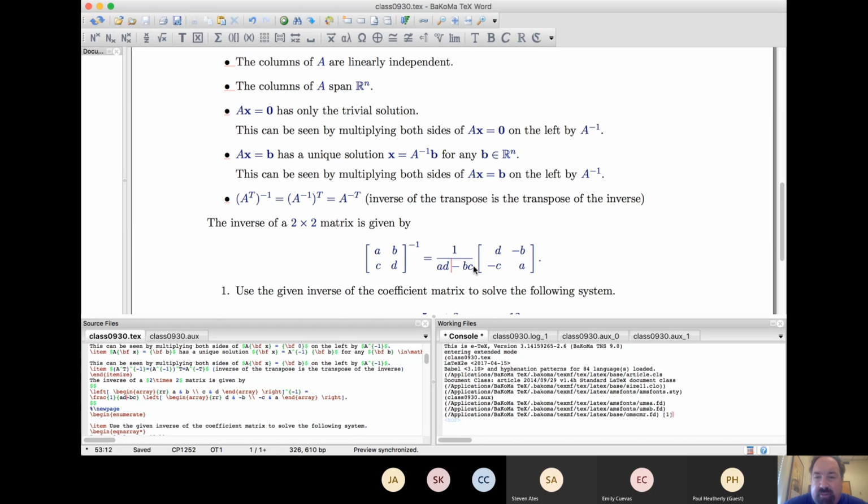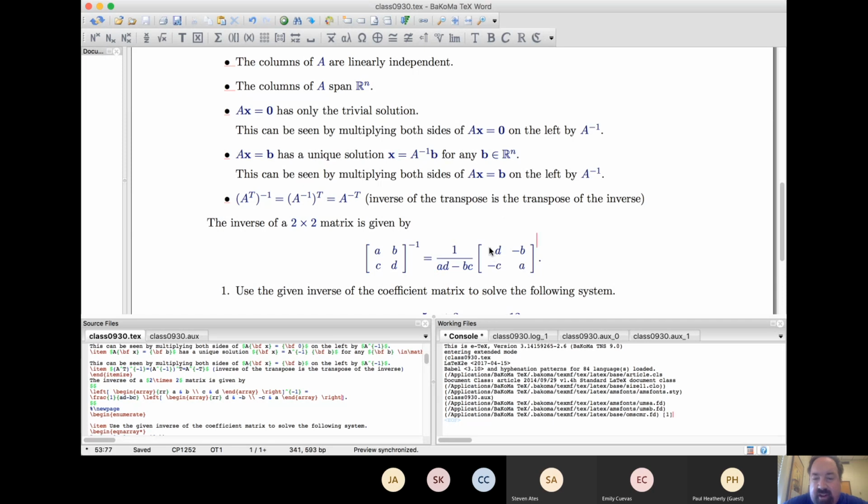So this is what it is in the 2x2 case. We haven't talked about determinants yet in this class, but we will later. It's possible you might have seen them elsewhere. So it's 1 over this determinant, and this has to be non-zero. Of course, for this to be defined, it has to be non-zero in order for the matrix to be invertible.